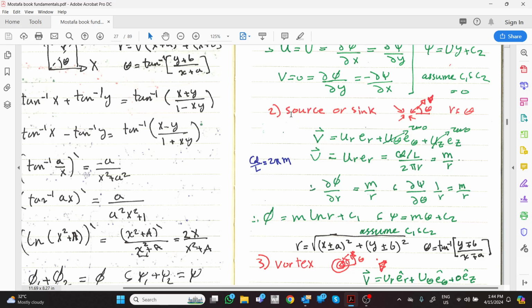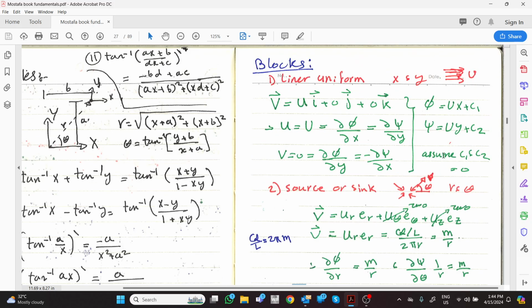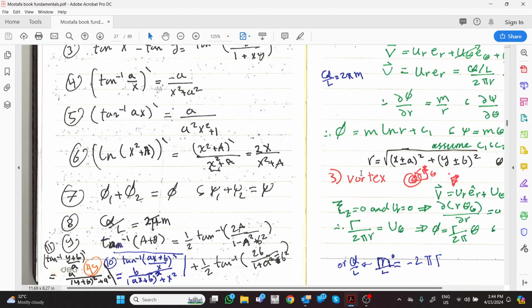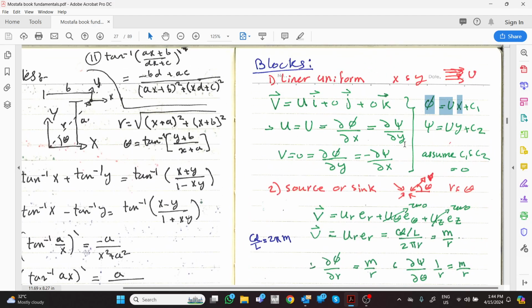If we check source and sink, forget about the derivations, but at the end we're going to have phi with something, psi with something. Of course, we'll assume c1 equals 0 and c2 equals 0, but we're going to have phi equal this one, and here phi equal this one. Add this one and this one, you can add it.